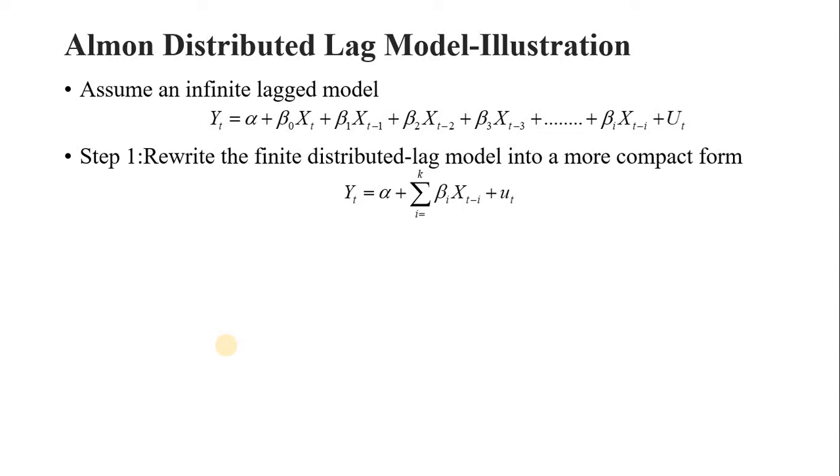So yt is equal to alpha plus the summation of beta i xt minus i, plus u. Beta i means beta 0, beta 1, beta 2, all of these are included. This is nothing but the more compact form of the equation. Instead of writing beta 1, beta 2, beta 3, I am taking beta i, and instead of xt minus 2, 3, 4, I am taking xt minus i. This is the most generalized form of the equation.